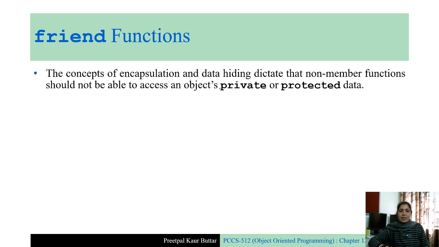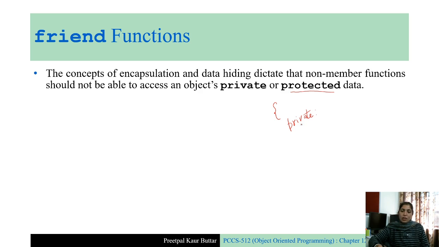So we know that the concept of encapsulation and data hiding dictate that non-member functions should not be able to access objects' private or protected data. This is the concept of encapsulation. Whatever data you keep in the private section or the protected section, we have not discussed these keywords yet, but soon you will come to know about them. Basically, private and protected data, both these keywords, do not allow the data to be accessed outside the class.